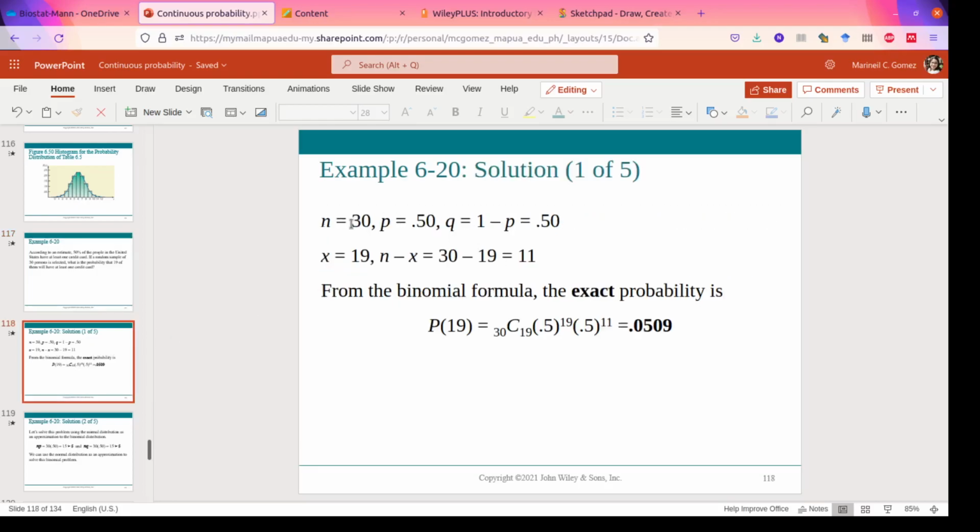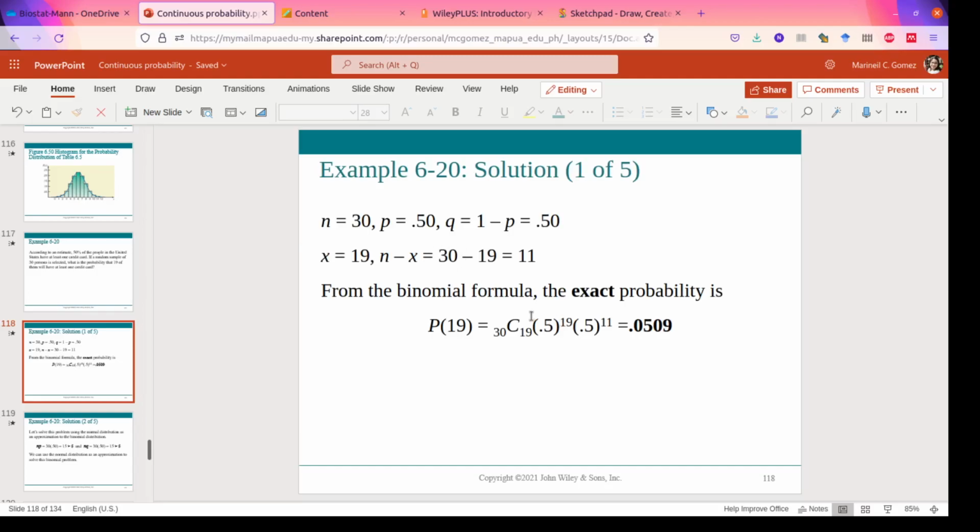So let's actually check. NP and NQ must be greater than 5. N is 30 and P and Q is 0.5. So 30 times 0.5, that's 15. So we have a good, that's much greater than, sorry, 5.